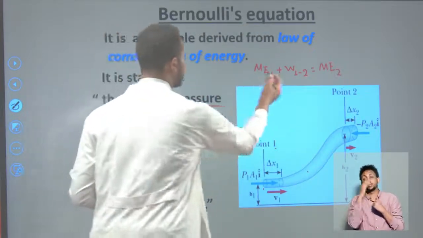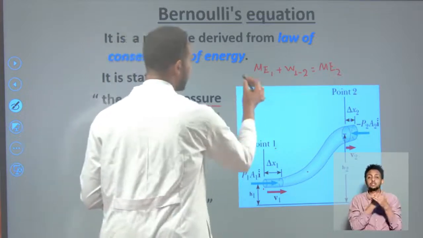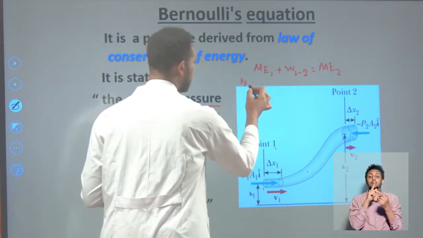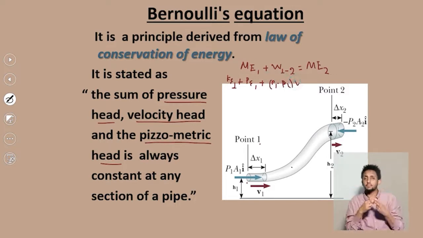And we know that mechanical energy is the sum total of potential energy and kinetic energy. Mechanical energy means kinetic energy at section 1 plus potential energy at section 1 plus work done due to pressure difference, which is pressure 1 minus pressure 2 times the volume V, is equal to section 2, which is kinetic energy at section 2 plus potential energy at section 2.